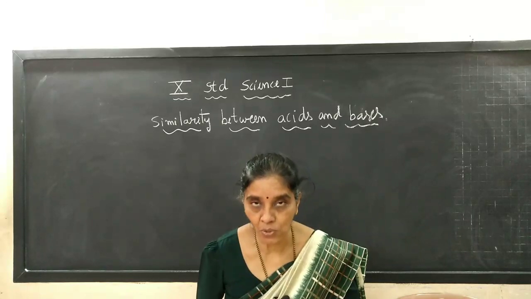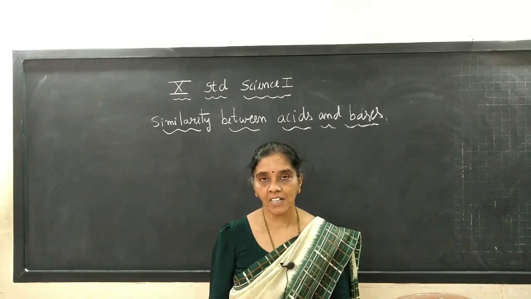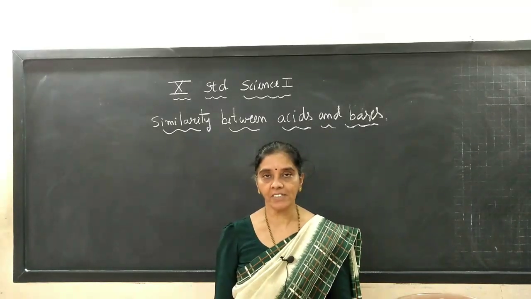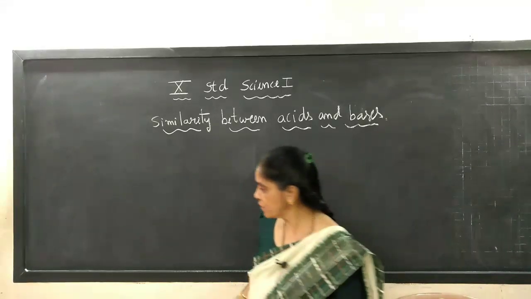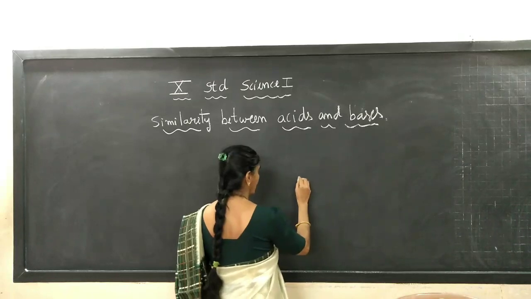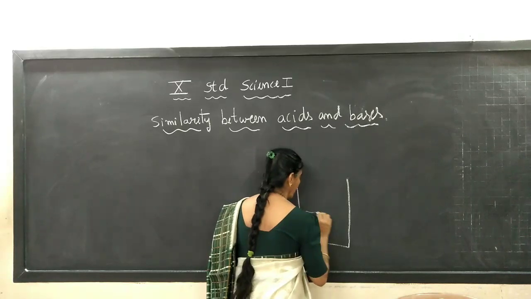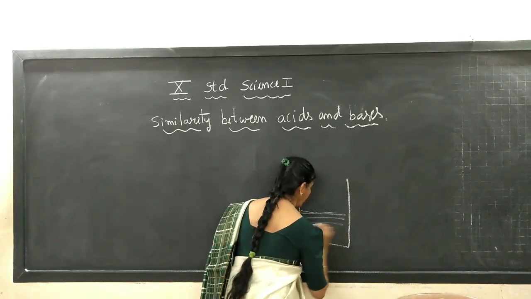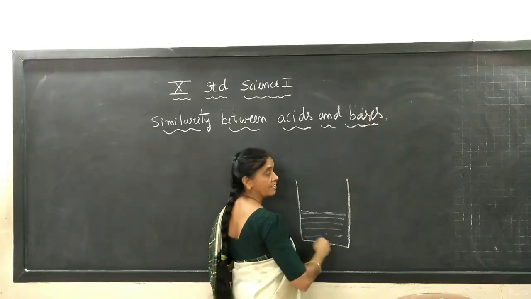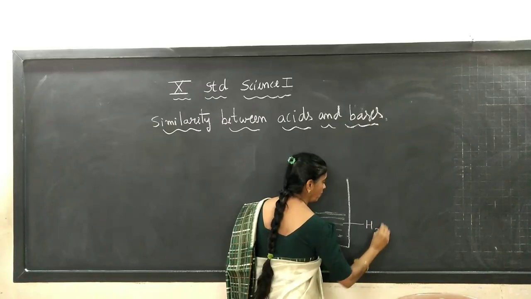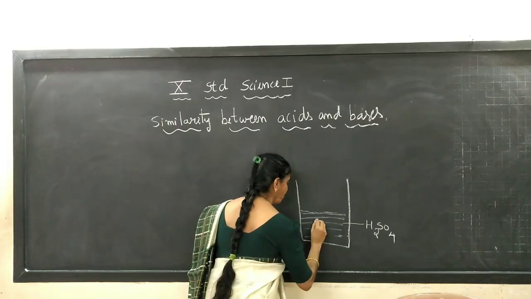Acidic and basic solutions in water conduct electricity. If you take a small amount of acid and dissolve it in water, and you pass an electric current, it conducts electricity. What you need is a beaker, take the water and add a small amount of sulfuric acid or hydrochloric acid.